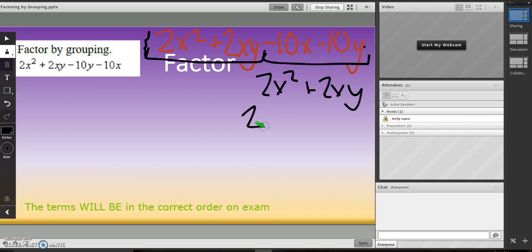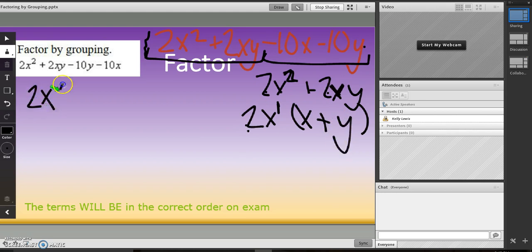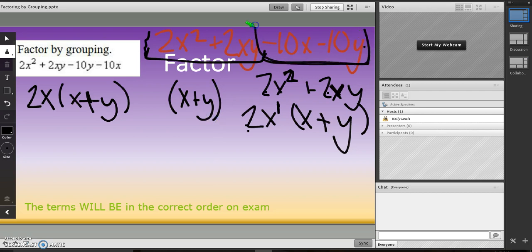All right, they both have a 2, and they actually both have an x. So 2 divided by 2 is 1, and then x squared minus an x is just a regular x left over with a plus sign. 2 and 2 is a 1. x and x cancel, so you just have a y. So I have a 2x, x plus y. Okay, and we know this over here in parentheses has to be an x plus y. All right, so now let me do the next one.